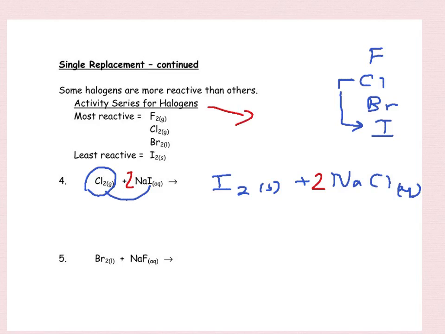Example 5, you want to know, can the bromine replace the fluorine? Well, bromine is lower in the table than fluorine, so that reaction will not happen. It's non-spontaneous. Unless you add energy, there will be no reaction. So the activity series comes from actually the periodic table for nonmetals and nonmetals. But for metals and metals, you want to use the activity series of metals, and that table is only good for single replacement reactions only.